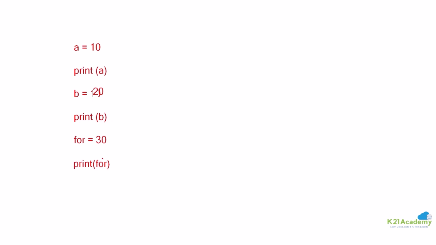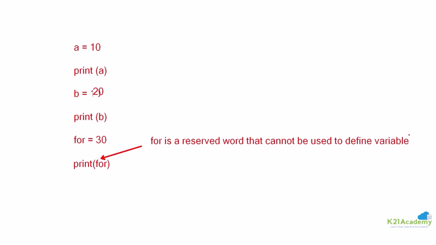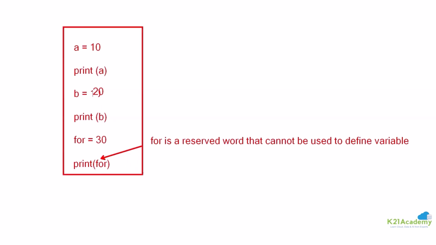Now, for is a reserved word. For is a reserved word that cannot be used to define a variable. Is it okay? Now what I'm saying is, suppose I wrote everything in a py file, and the name of this py file is jalal. If I run this py file in the terminal, jalal.py, it will throw me an error in the whole code. The error was only there for this much part, right?